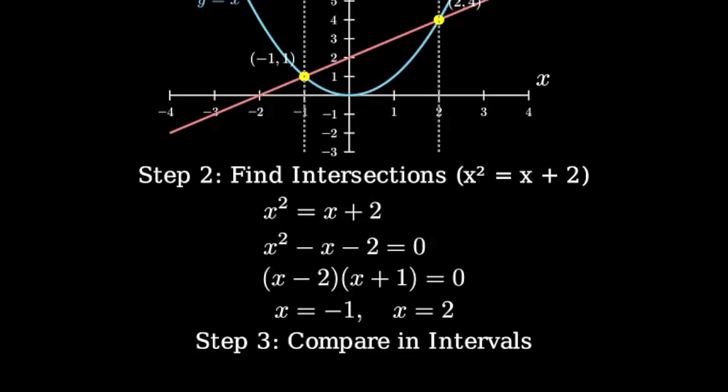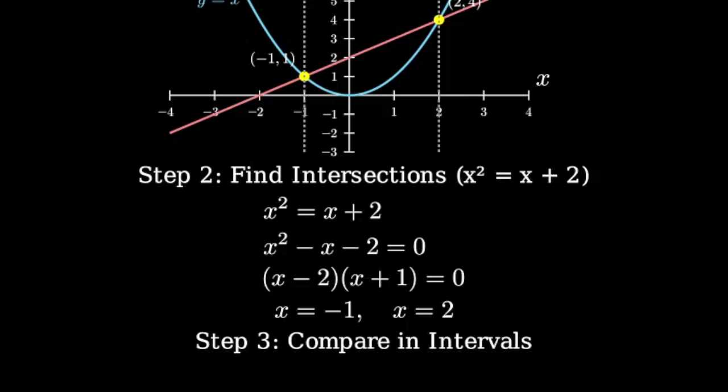Finally, we write the solutions. f(x) is less than g(x) on the interval from -1 to 2, excluding the endpoints. f(x) is greater than g(x) on the intervals from minus infinity to -1 and from 2 to infinity.